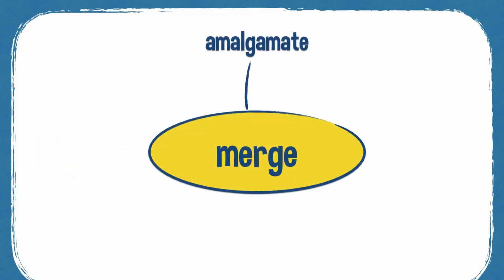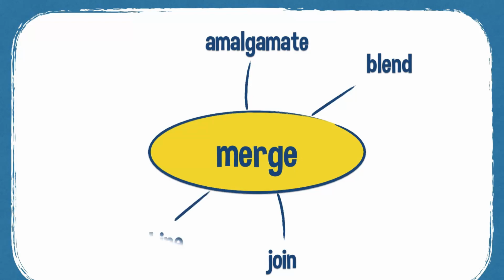Some synonyms for merge: amalgamate, join, blend, which is very good for styles. So architectural styles blend together. You blend colours. Combine and unite.